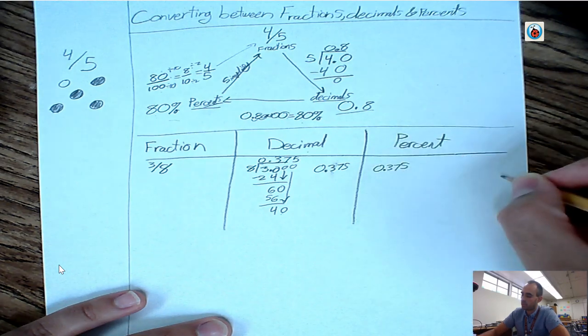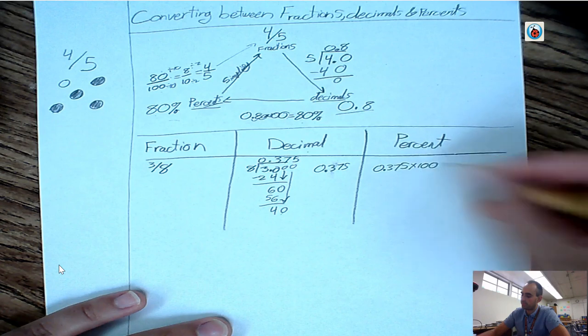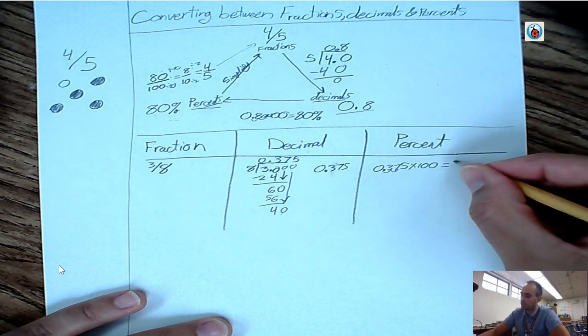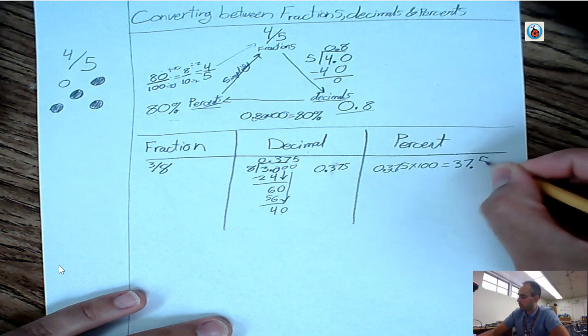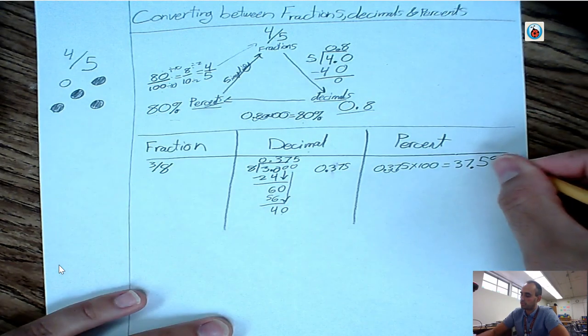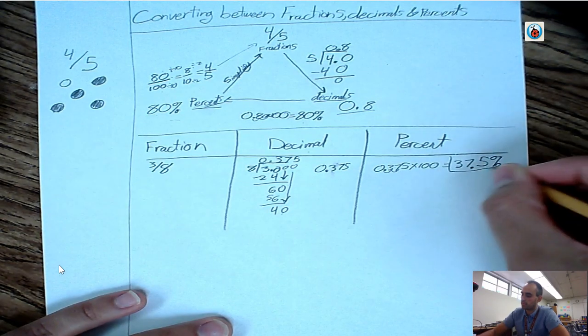Now to get from that to a percent, 0.375 times it by 100. I move my decimal over once, twice, I get 37.5. Real simple. Make sure you write it as a percent.